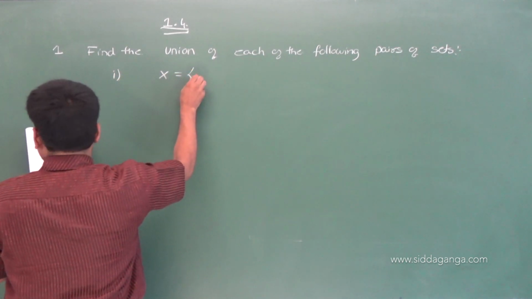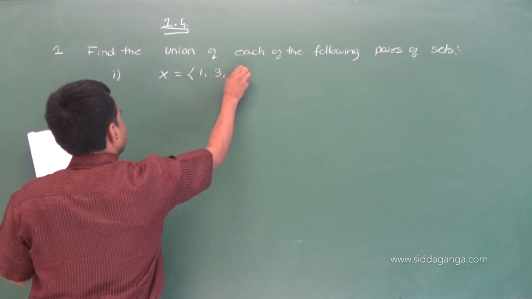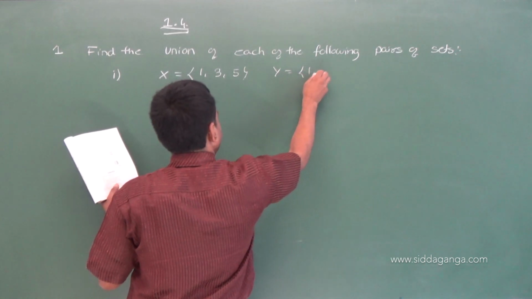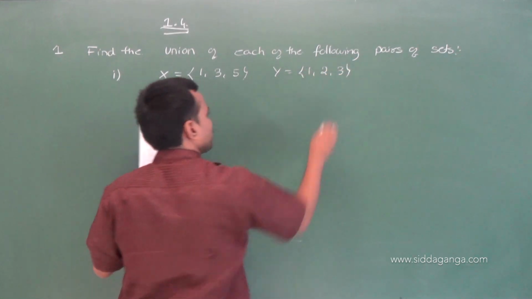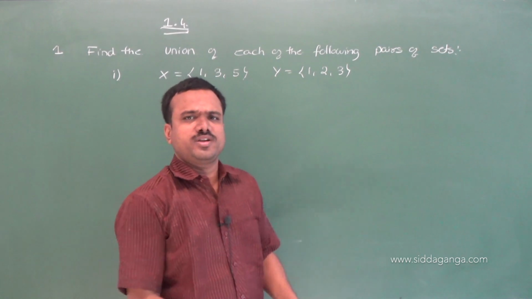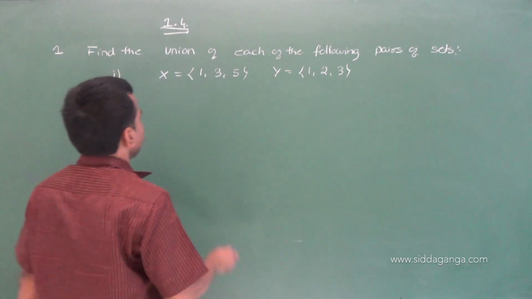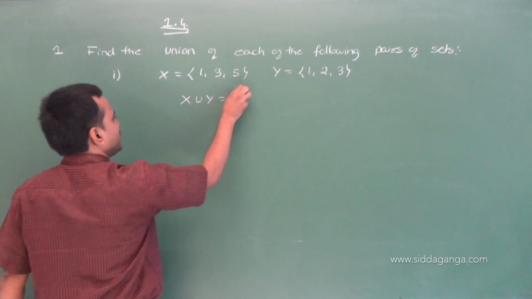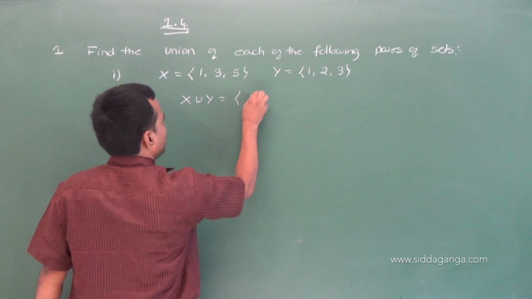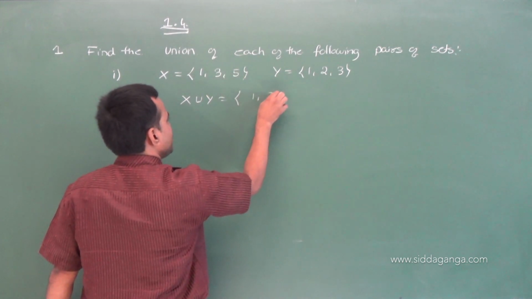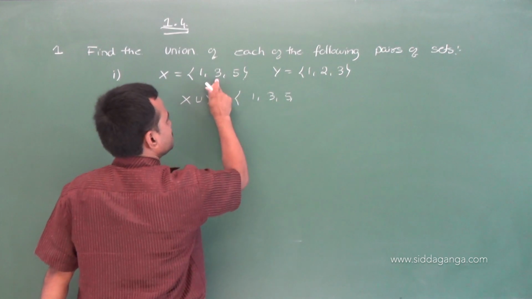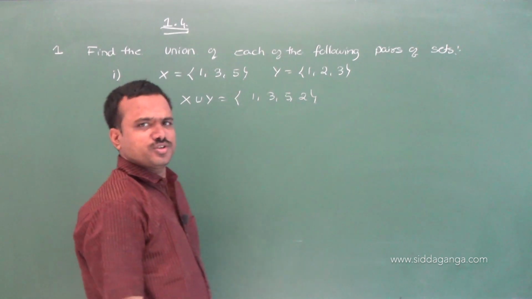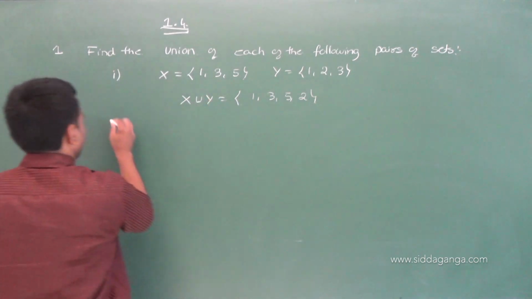X is equal to {1, 3, 5}. Y is equal to {1, 2, 3}. Then X union Y. You also write it, you know the concept already. 1, 3, 5. 3 is repeated, 1 is repeated, the only one left is 2. X union Y is {1, 2, 3, 5}.